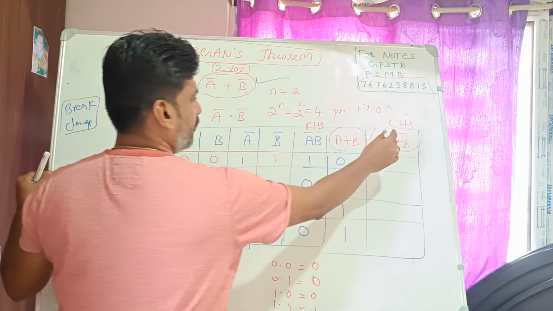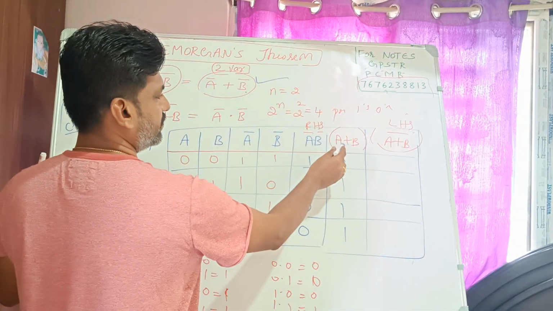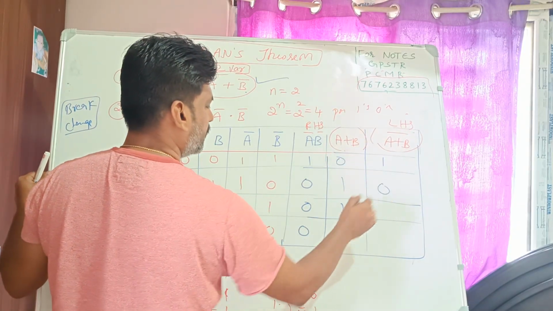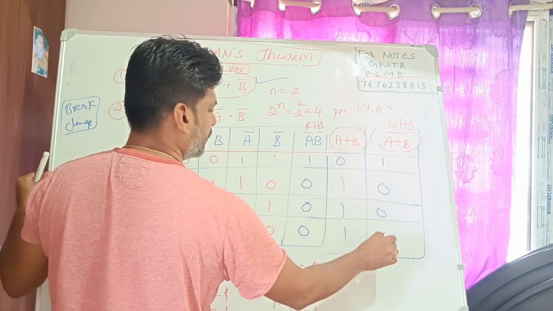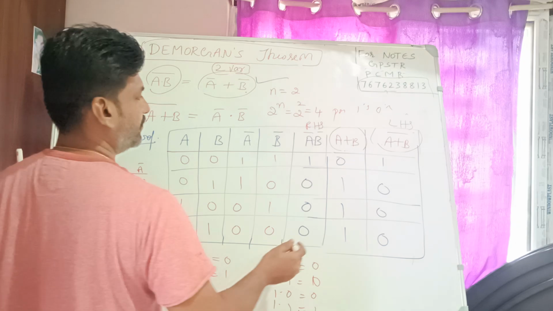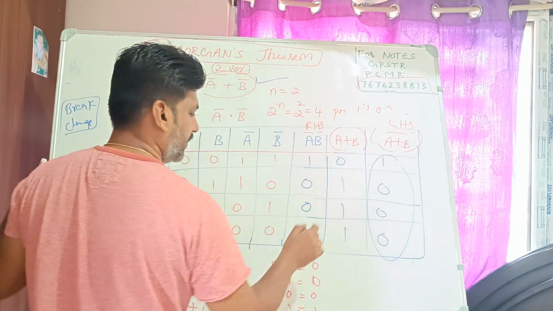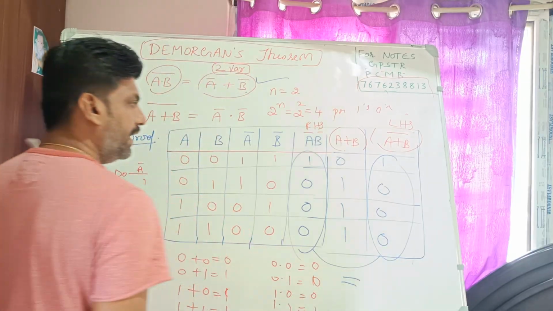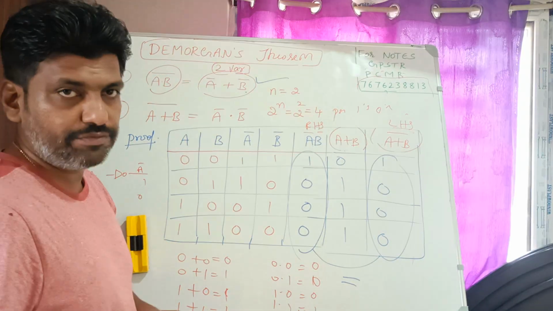Right? What is complement of A plus B? Here it is, A plus B. Complement of this. Complement of 0 is 1. Complement of 1 is 0. Complement of 1 is 0. Complement of 1 is 0. Right? So now look at the LHS and RHS. What is LHS? What is RHS? Both are equal. Hence the De Morgan theorem is verified.